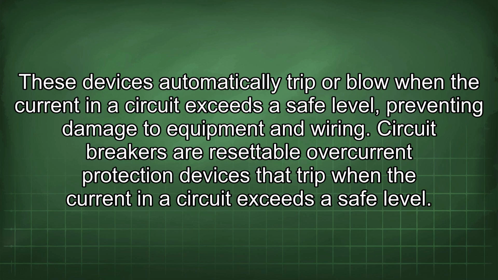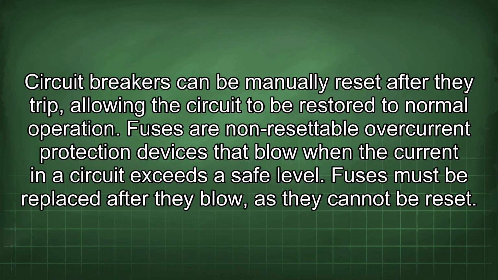Circuit breakers are resettable overcurrent protection devices that trip when the current in a circuit exceeds a safe level. Circuit breakers can be manually reset after they trip, allowing the circuit to be restored to normal operation. Fuses are non-resettable overcurrent protection devices that blow when the current in a circuit exceeds a safe level. Fuses must be replaced after they blow, as they cannot be reset.